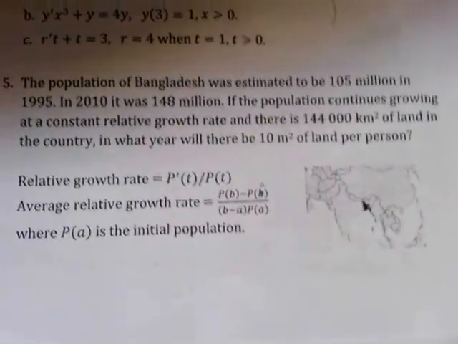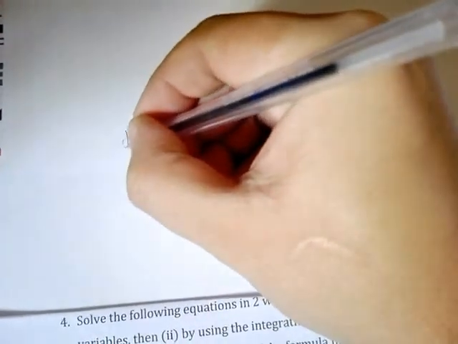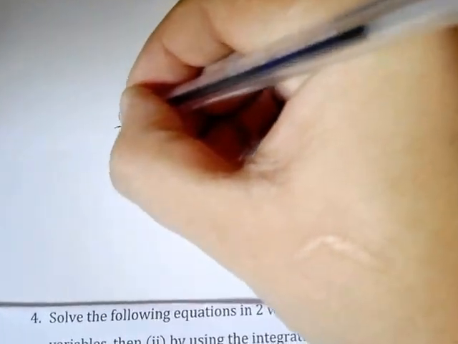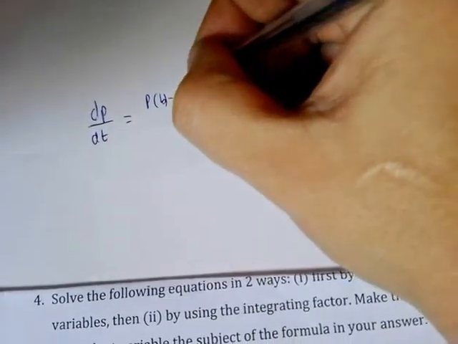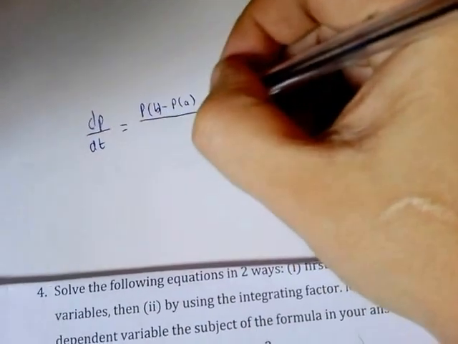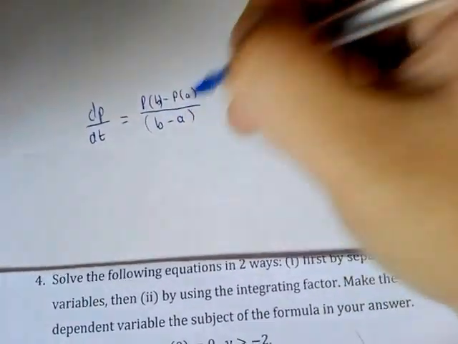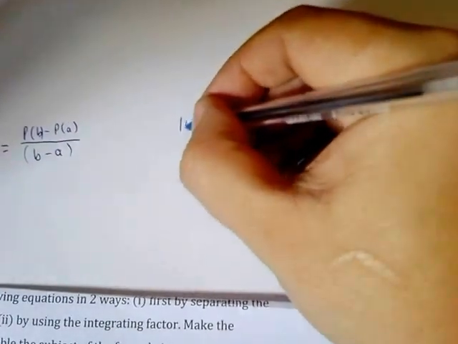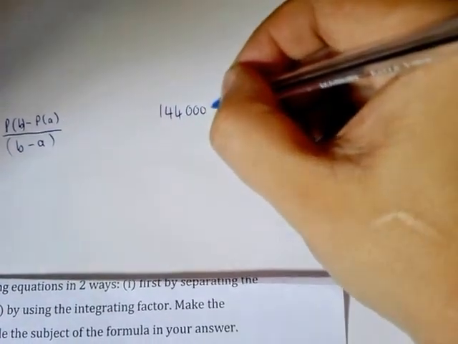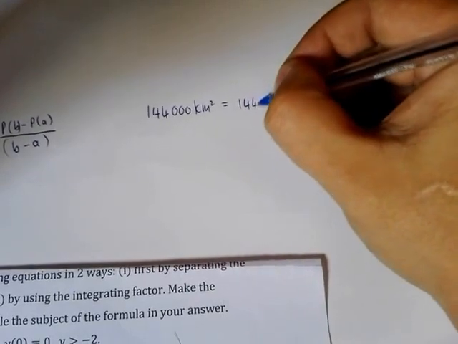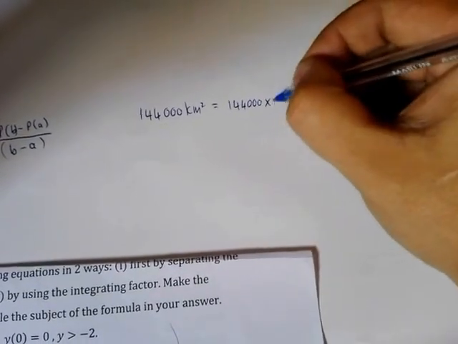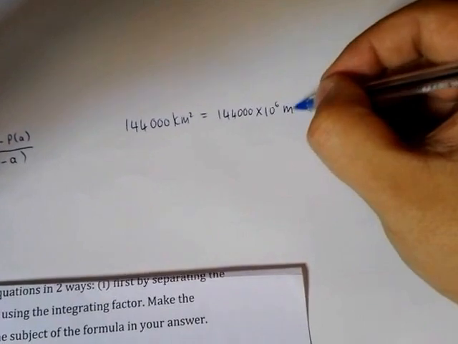Okay, and then some equations are given. The most important equation being this one, the rate of growth of the population with regard to time is this. And then 144,000 square kilometers is equal to 144,000 times 10 to the 6 square meters.